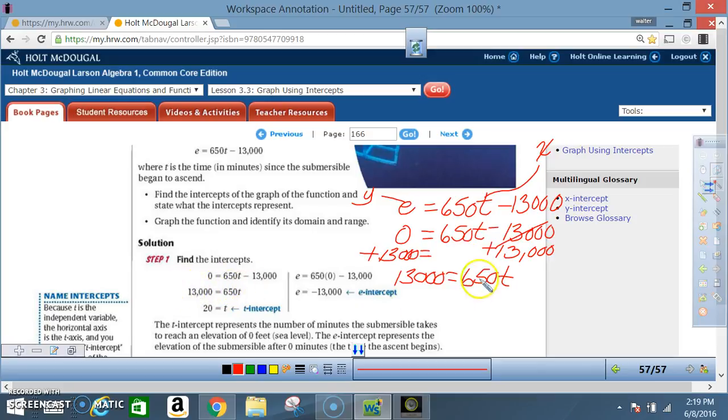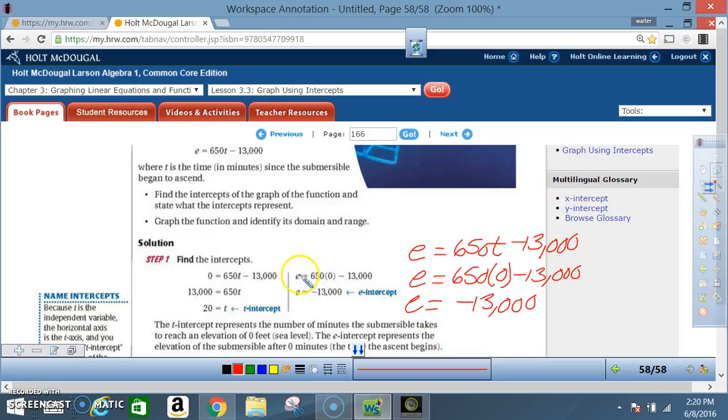And then the last step to get the t by itself, now we're in a one-step equation involving multiplication. So what's the opposite or the inverse of multiplication? Division. So we divide both sides by 650. And that's how we come out with the intercept equaling 20. So t is equal to 20. And don't forget, 650 divided by 650, that's 1, so you end up with 1t. And then you got 13,000 divided by 650, that's 20.